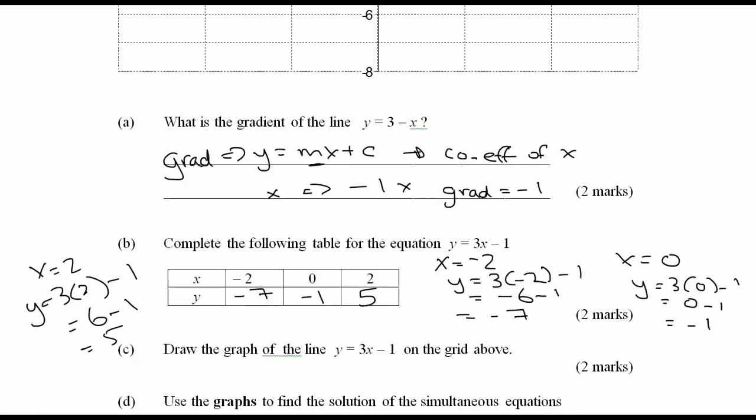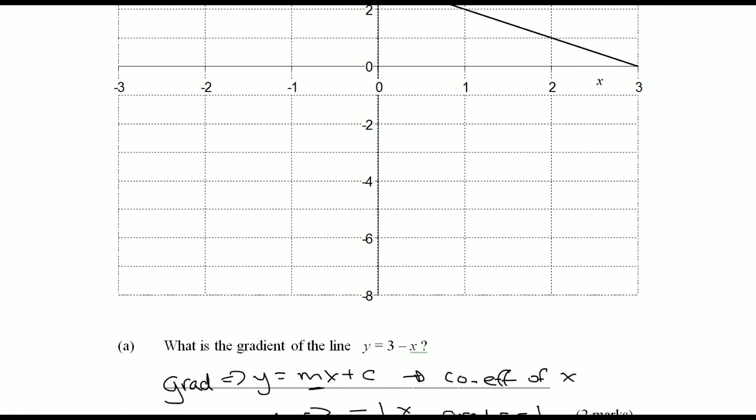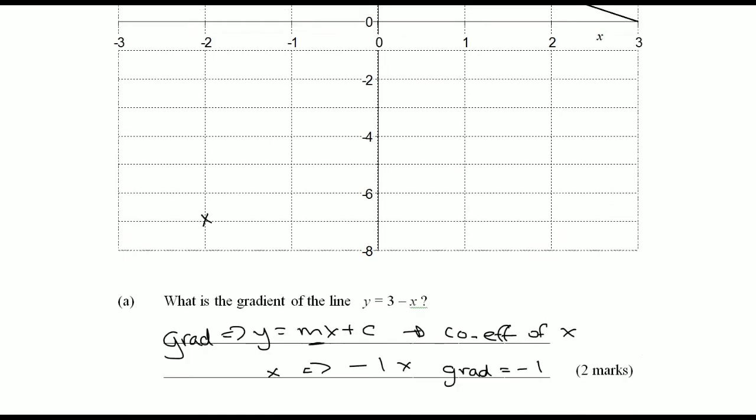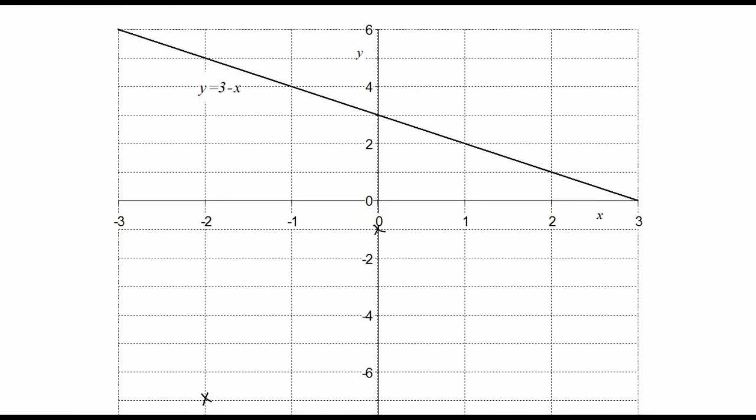And we've got to draw that line above. So our coordinates, we've got 3 sets of coordinates. We've got minus 2, minus 7. So if I draw that on, whoops, minus 2, minus 7 is there. Next one is 0, minus 1. And last but not least, 2, 5.